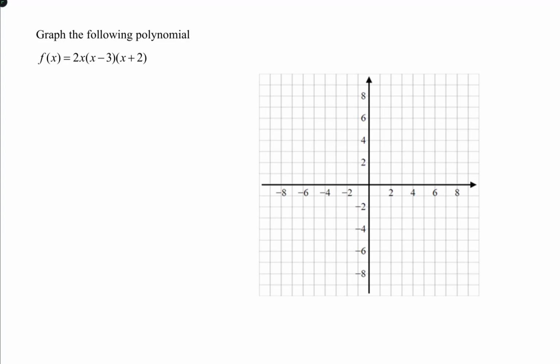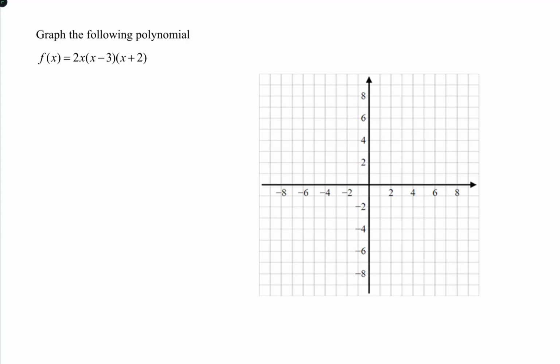Graph the following polynomial. F of x equals 2x times the quantity x minus 3 times the quantity x plus 2. Okay, so to draw a decent graph of this polynomial, the only thing that we're really concerned with is the end behavior of the graph and the location of zeros and multiplicity, if there is any.